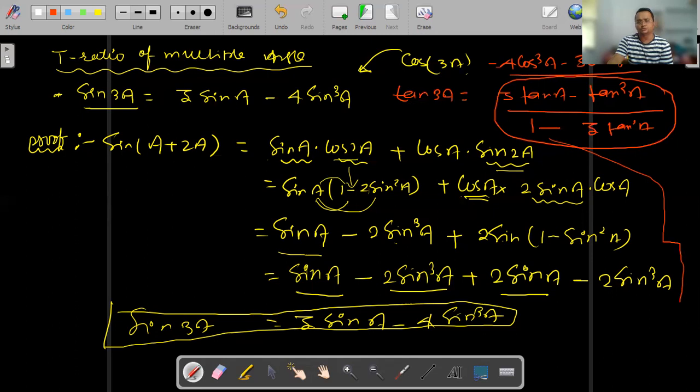So now you have to prove this formula yourself. For sine 3A I have shown you, hope you have understood. You have to use the same concept for proving cos 3A. And tan 3A I will show you. See here, if you know sine and cos, then tan is very simple. Simply we have to divide. That we have already understood in the earlier lecture itself.